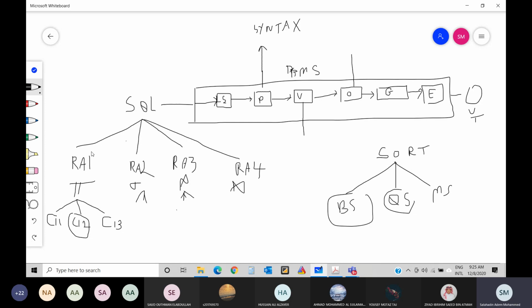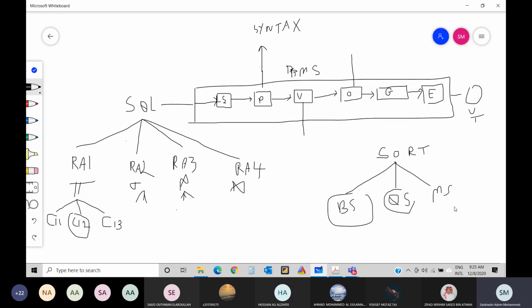Now the same thing with the relational algebra. So when he is given the projection, then he will choose, oh, shall I write it this way, or shall I write it this way, or shall I write it this way? Then he will choose one of them. For example, let me show you, guys. Let me show you. Which one of these sorting algorithms is the best?